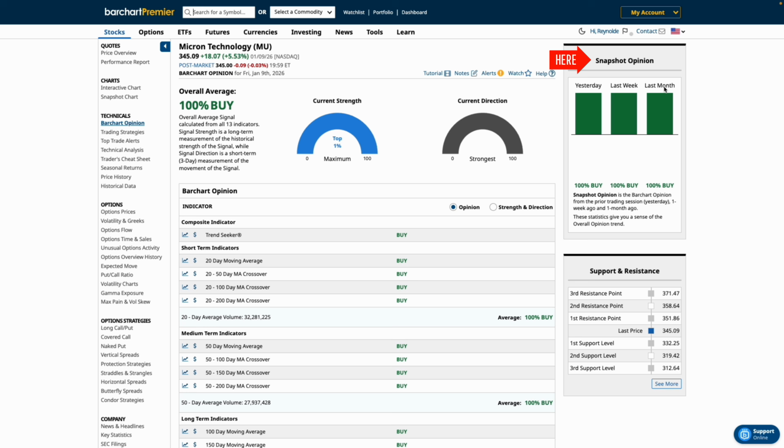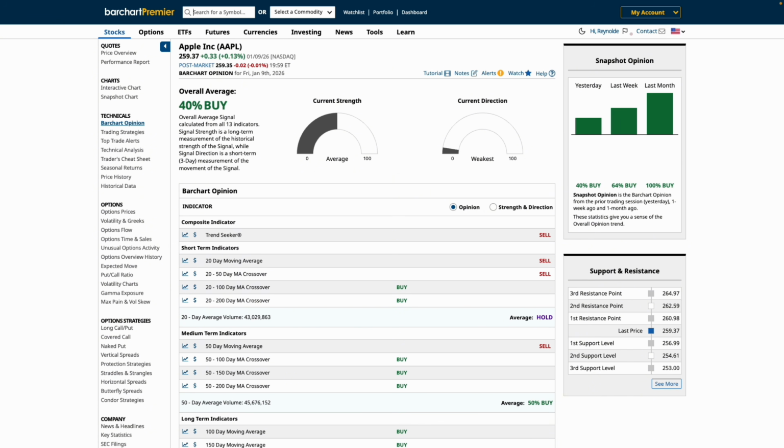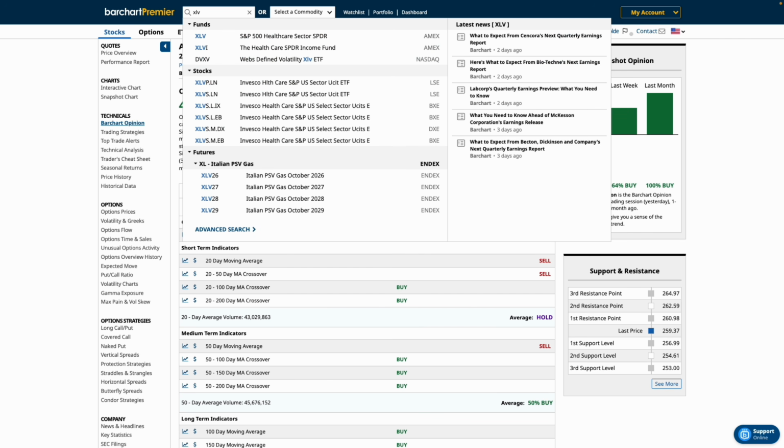You'll also notice the Snapshot Opinion, which shows what the technical signal looked like yesterday, last week, or last month. This helps you see whether momentum is strengthening, weakening, or staying consistent over time. Now, Barchart Opinion is updated every 20 minutes during market hours. Each update analyzes price action across 200 trading days to recalculate all 13 strategies. That means you're always seeing a fresh technical read based on current price behavior. If you don't see this, it's because the asset hasn't traded for 200 days.